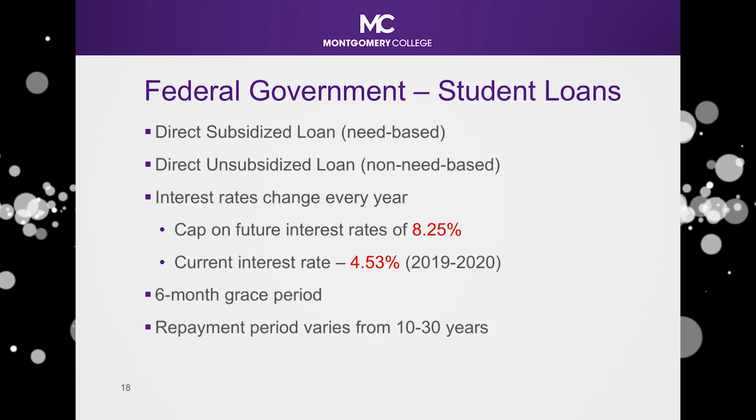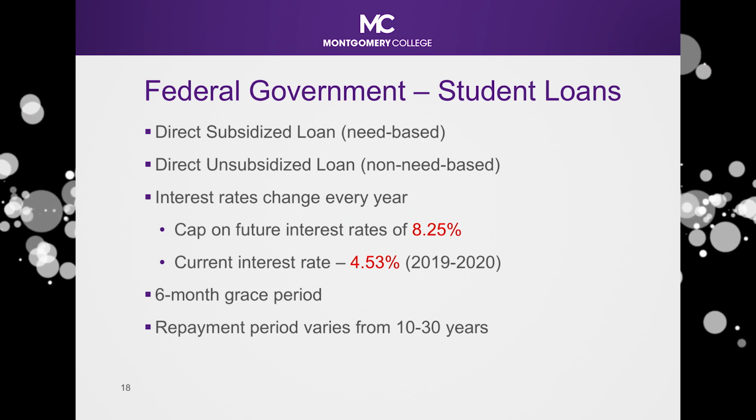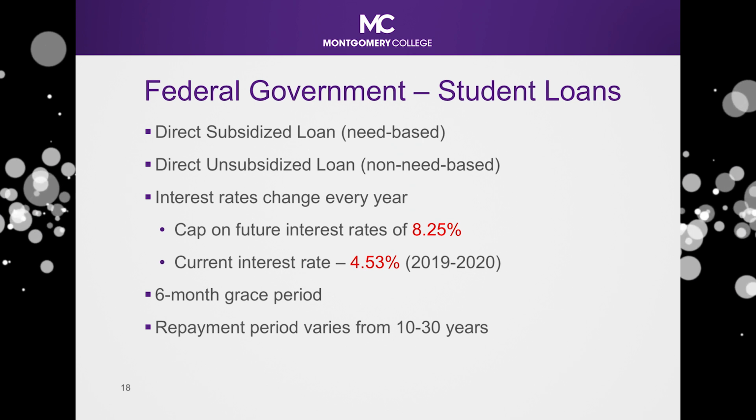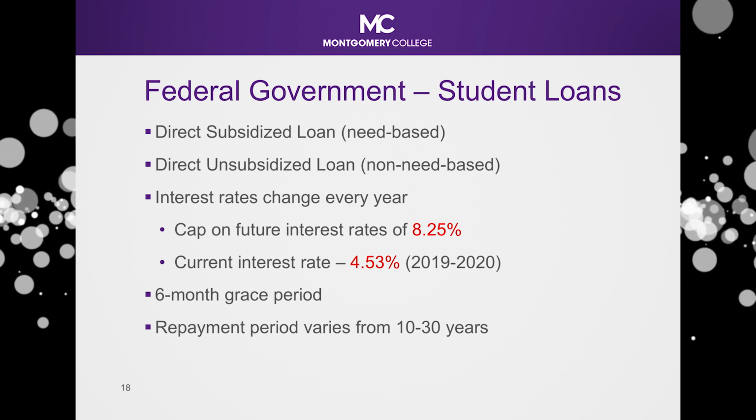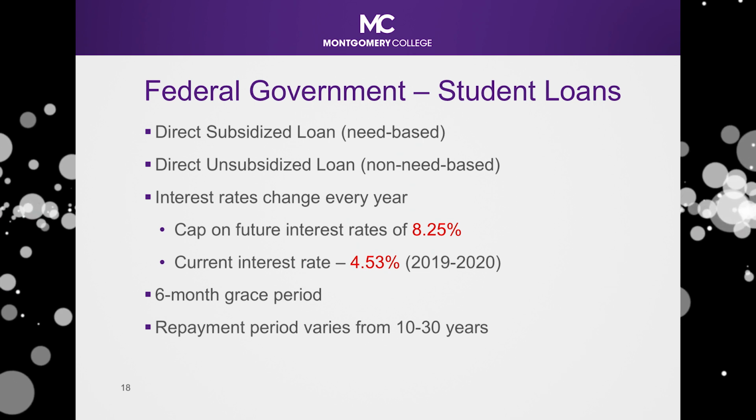Student loans. Direct subsidized student loans are your need-based loans. Direct unsubsidized loans are your non-need-based loans. These are the interest rates that are listed currently, and what the caps are, that also changes each year.